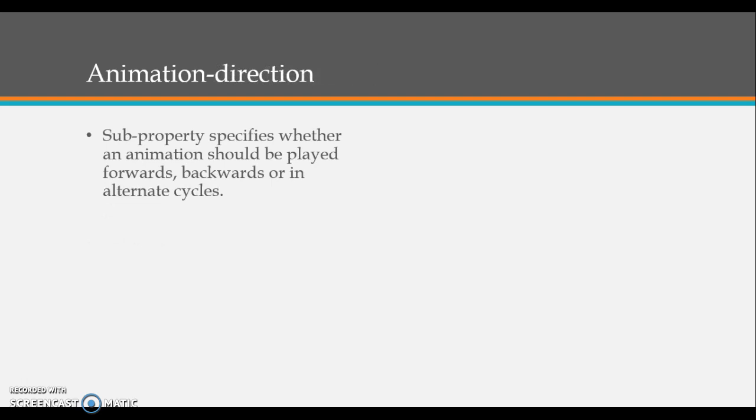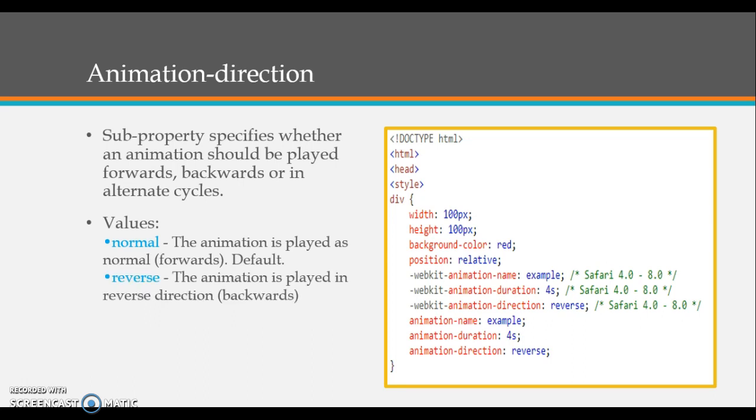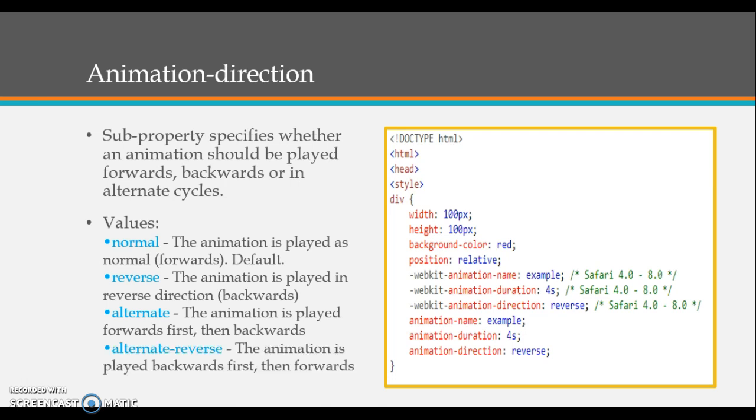Animation-direction is also a subproperty, and this one specifies whether an animation should be played forwards, backwards, or in alternate cycles. The values that can be used in this case are normal. This one is default and it will always be played as forwards. Reverse, this one will be played backwards. Alternate, which will be played first forward and then backwards. And alternate-reverse, the animation will be played backwards first and then forwards.